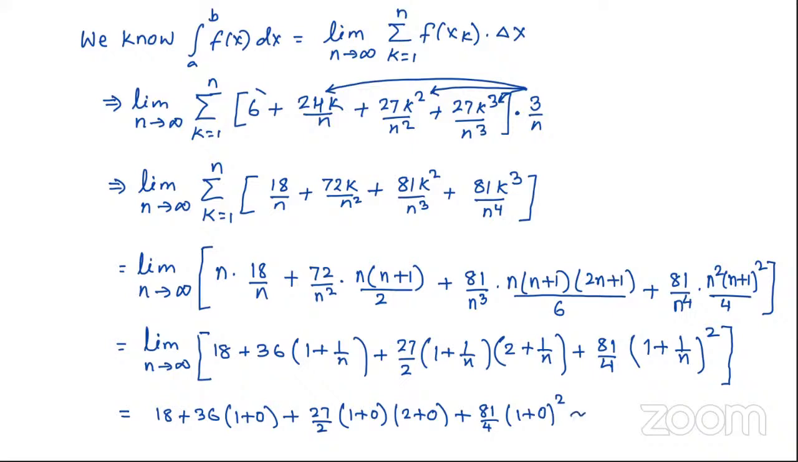Now, please use your calculator there. Type that and tell me what you'll get. 18 plus 36 plus 27. See, the first term is just 18. Second term is 36 only. Third one is 27 over 2 times 2. That's just 27. So it's like 18 plus 36 plus 27 plus 81 over 4. That is 20.25. Is 101.25. Is that right? Yes. Okay.